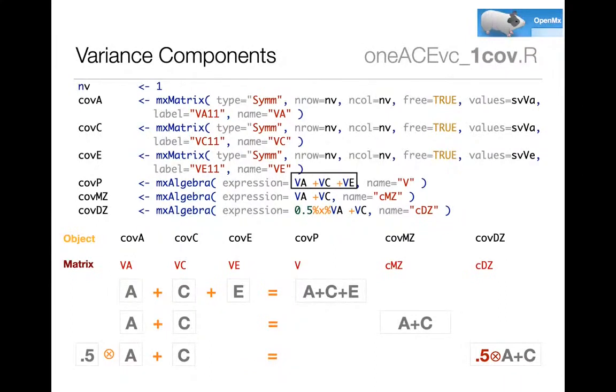Note that we use the names used within the matrix to then add up these variance components as one by one matrices using mxAlgebra statements. And the names used in the matrix are different from the names of the objects that are later used in the models that we put together.